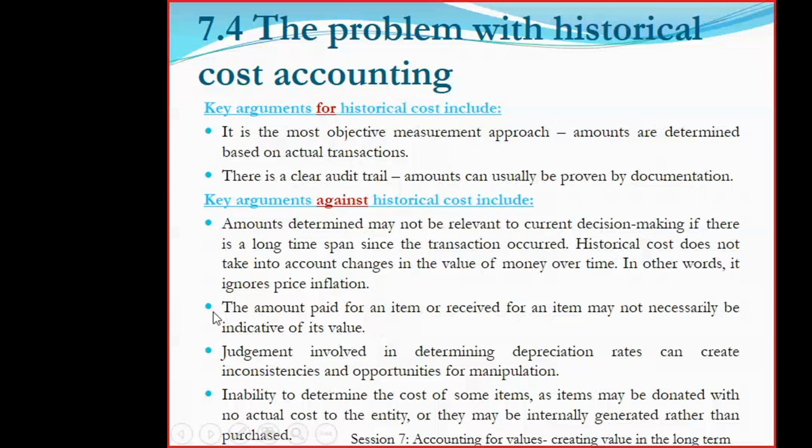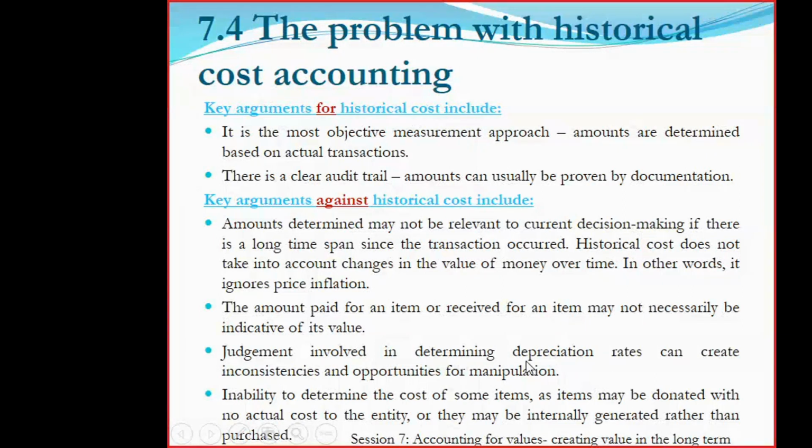Now, the second point is that the amount paid for an item or received for an item may not necessarily be indicative of its value. Maybe you have overpaid at that time. So the historic cost that you have paid might not be a good indication of what the real value of your asset is. Maybe you got a great deal. Maybe you overpaid. Anything you paid in the past is not really relevant. What we care about is what it's worth right now.